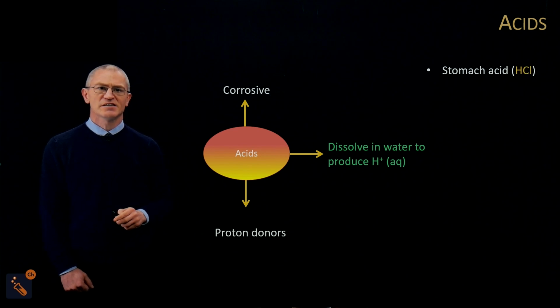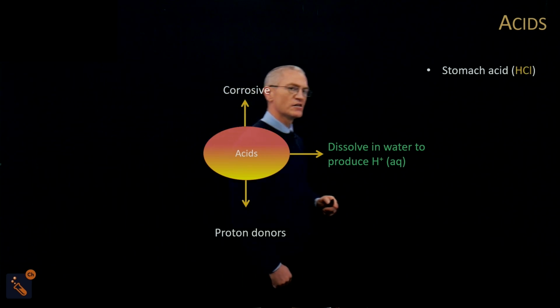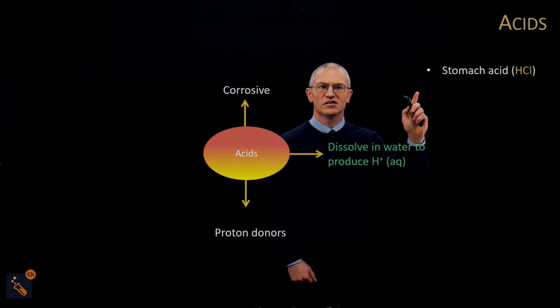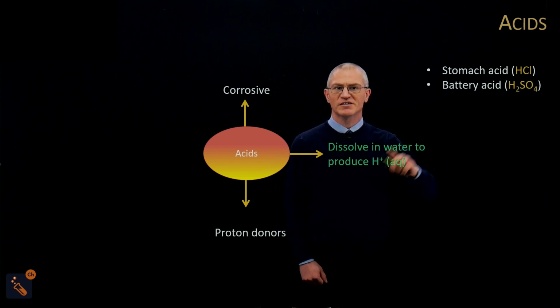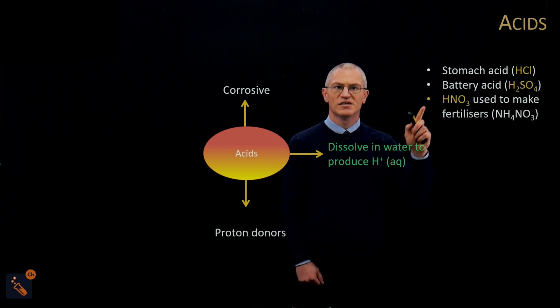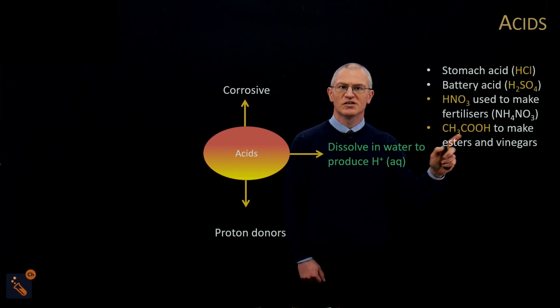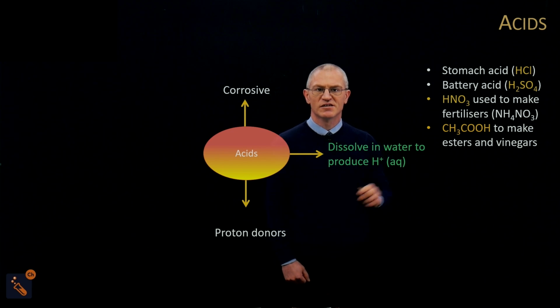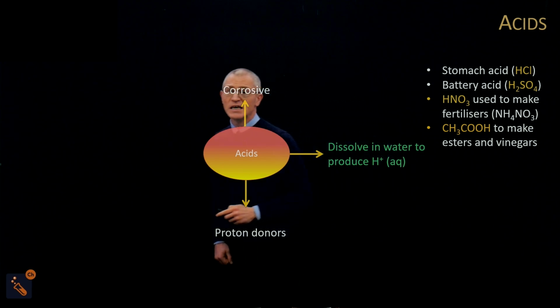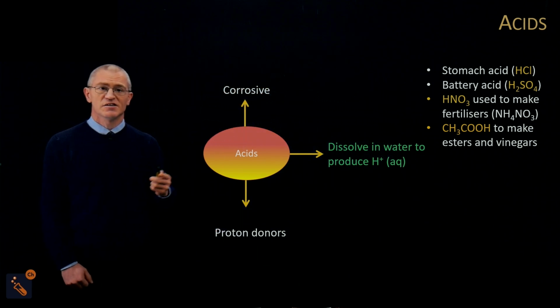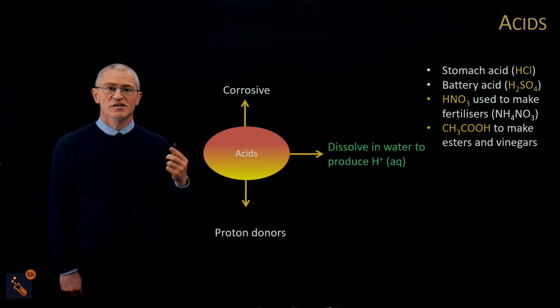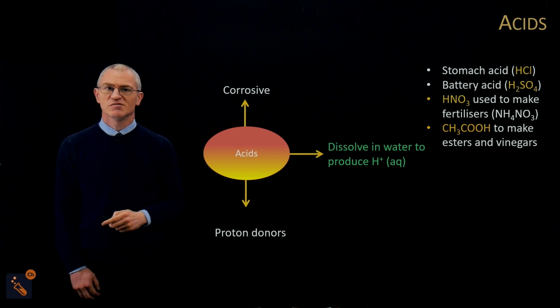Now, types of acids that you're going to come across. You're going to come across hydrochloric acid in terms of stomach acid, battery acid, sulfuric acid, nitric acid used to make fertilizers, and ethanoic acid to make esters and vinegars. They're there to highlight the fact that you come across them all the time. So you're expected to know all of these formulas, and you're expected to use them in balanced chemical equations.